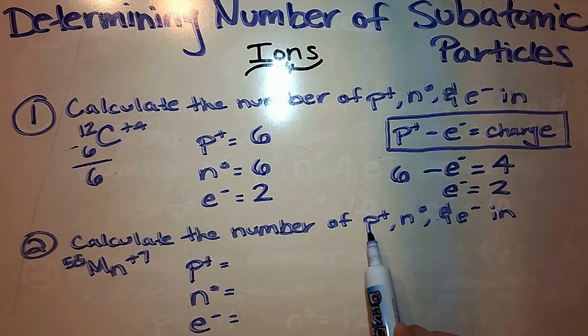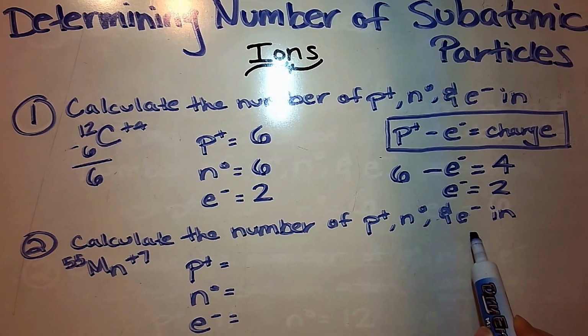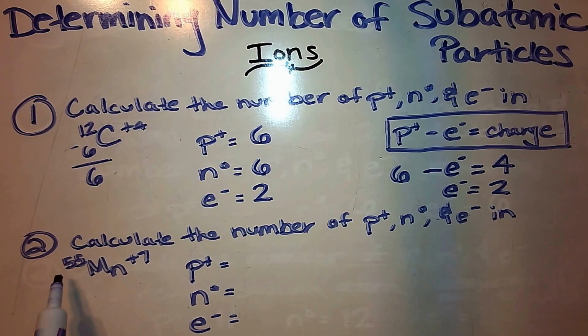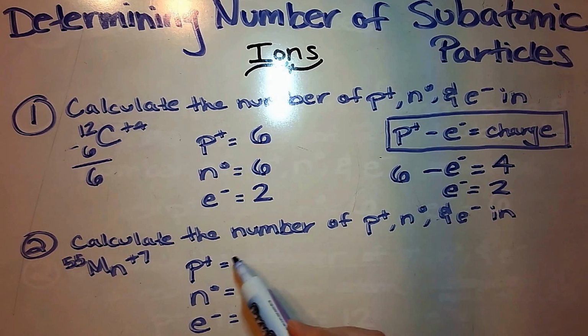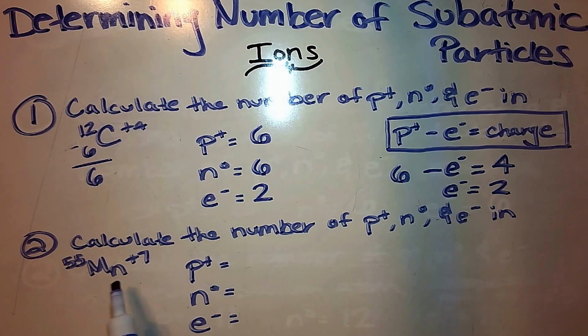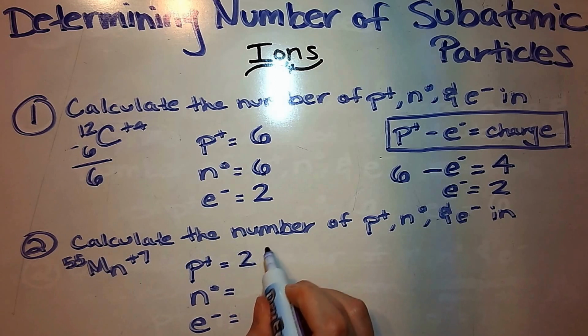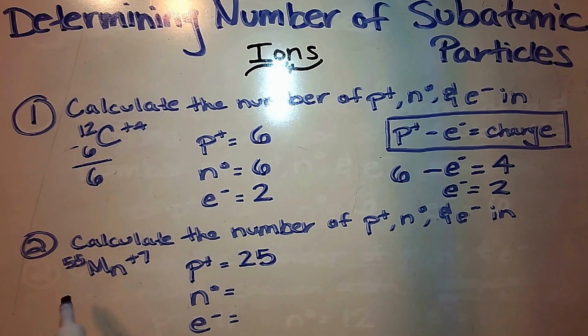Calculate the number of protons, neutrons, and electrons in, this is manganese, Mn stands for manganese, 55 with a +7 charge. Okay, so as before, when I want to find the proton number, I'm going to go look for that atomic number. And the atomic number of manganese is 25. I'm going to go ahead and write that down. My chemical representation, it just helps me figure out the number of neutrons as well.